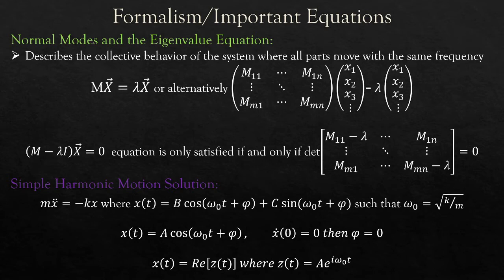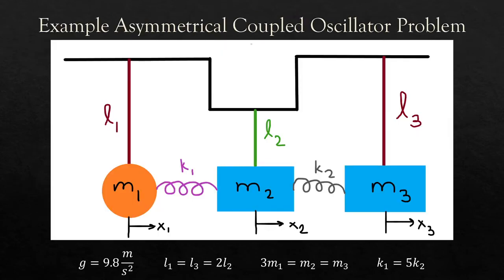Another important equation is the solution for simple harmonic motion, which can be rewritten with just a cosine term and a phase shift that is equal to 0 when there is no initial velocity. We can do this by using the superposition principle for linear functions, and it can also be written with complex exponentials using Euler's formula. So here's the example problem that I will be solving.